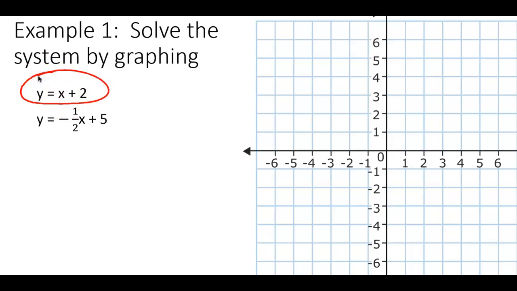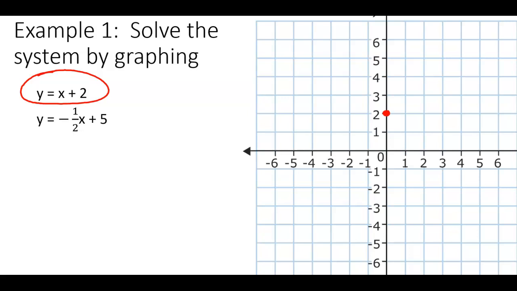So I need to start with the y-intercept. So my first question is, what is the y-intercept? What do you think, Michael? What's the y-intercept? 2 is correct. So let's put a dot on the y-axis at 2. This is review. We did this, I think, last week or something like that.